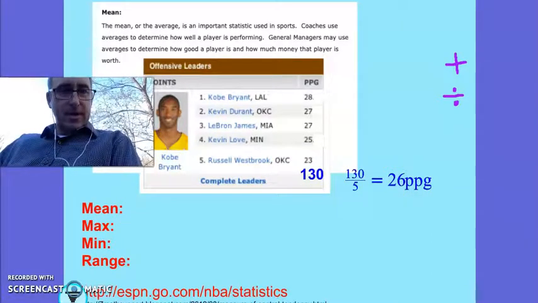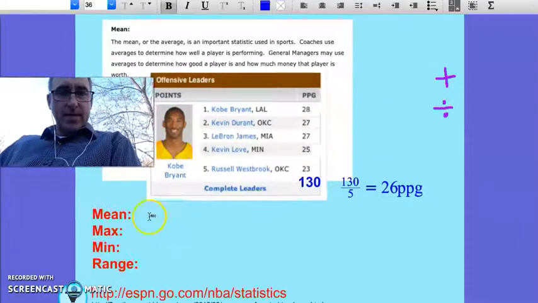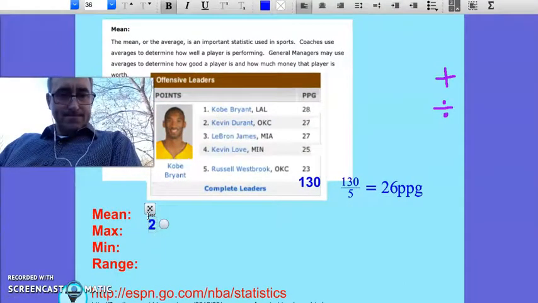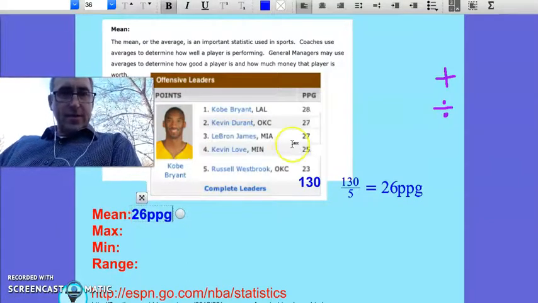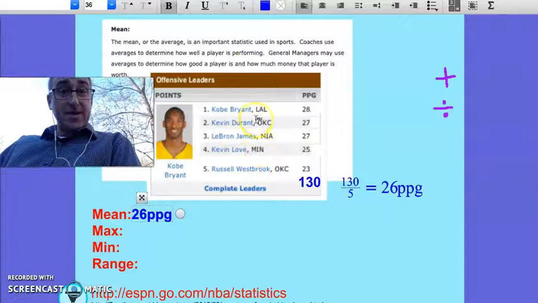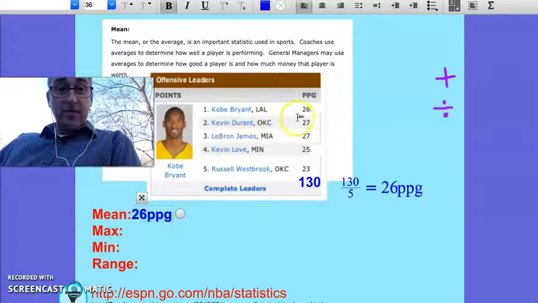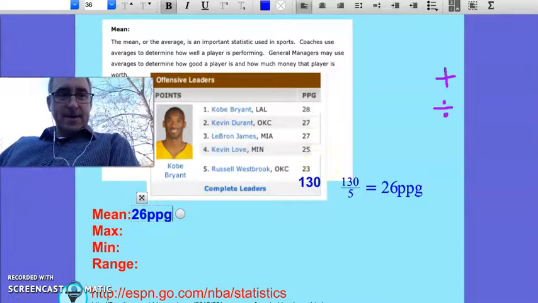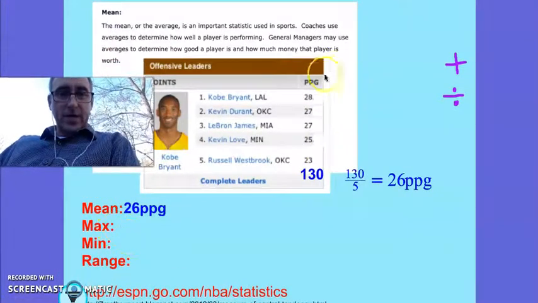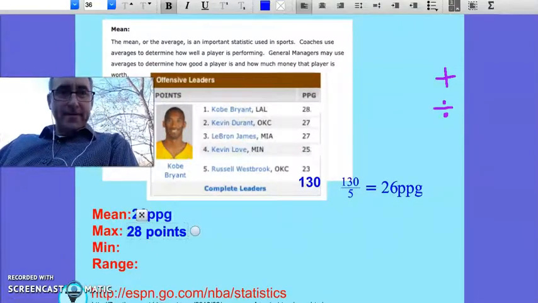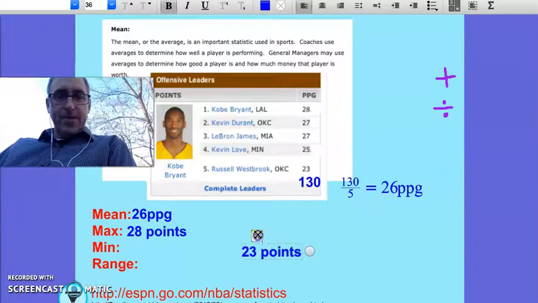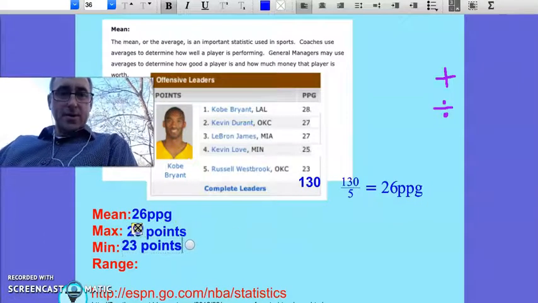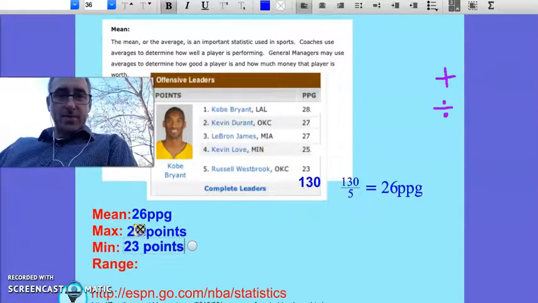So that's our mean. What is our maximum number of points? That's the player that scored the largest. Well, luckily for us, this list is already in order from most points to least points in the top 5. And so max would be Kobe's at 28. Out of the top 5, who scored the least points per game? That's right, Russell Westbrook scored 23 points per game.